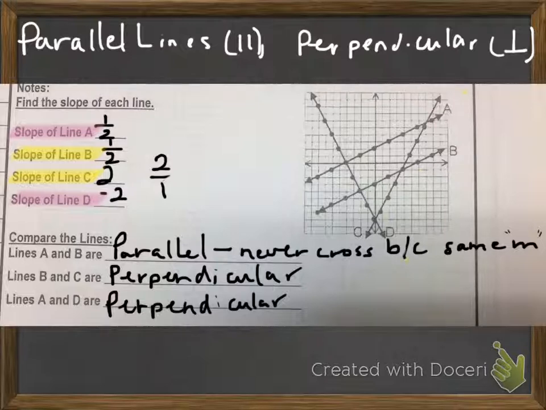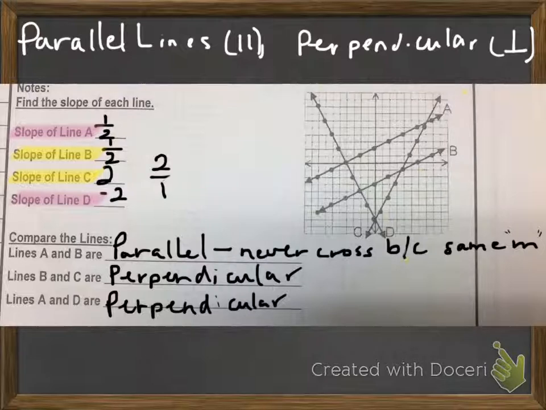Aren't they all like A is perpendicular to C and A is perpendicular to D? A is not perpendicular to C. Wait, they cross. But they cross. Just because they cross doesn't mean they're perpendicular, because it doesn't make a 90-degree angle. What do we call that then? Just intersecting lines.